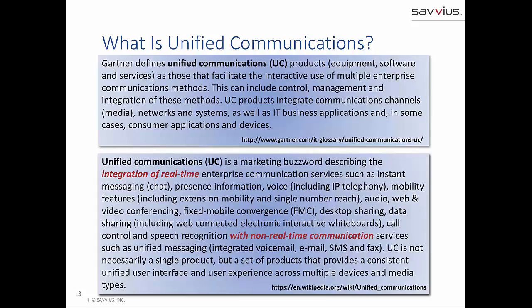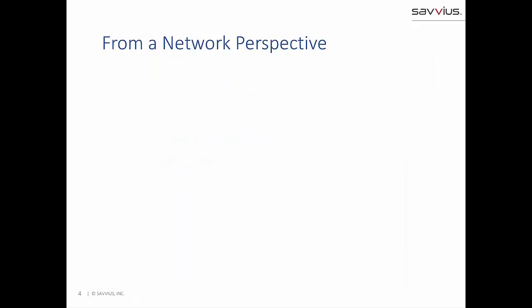Unified communications, to me, when I think of unified communications in terms of having that on the network, I think of the real-time parts of unified communication, because that's what makes unified communication, VoIP, video, etc., different from your other network traffic. So I'm going to use this distinction of integration of real-time with non-real-time communication to highlight the difference between unified communication in general on the network and general network traffic.